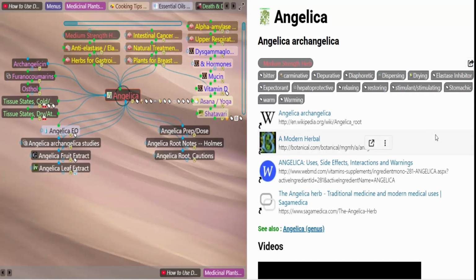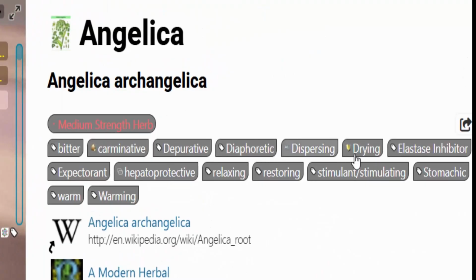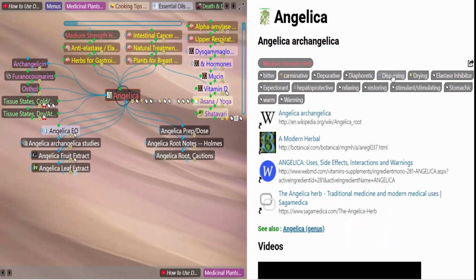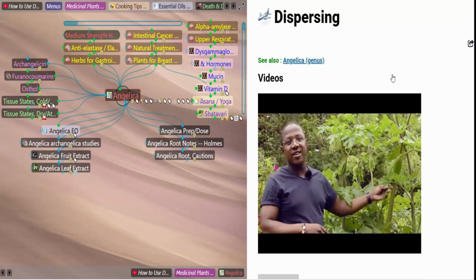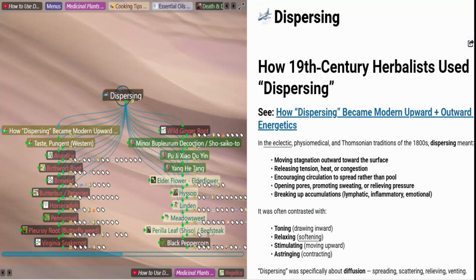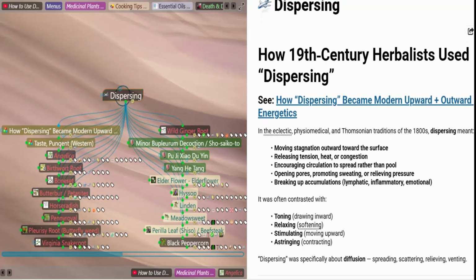When you're in the Herbal Database and you look up an herb like Angelica, for example, along the top you're going to see a list of tags, and you see one right here that says dispersing. Now perhaps you don't know what that means, or you want to see what other herbs are classified that way. Just click on the tag and you'll have a very thorough definition and explanation, and that is what we're going to go through today.